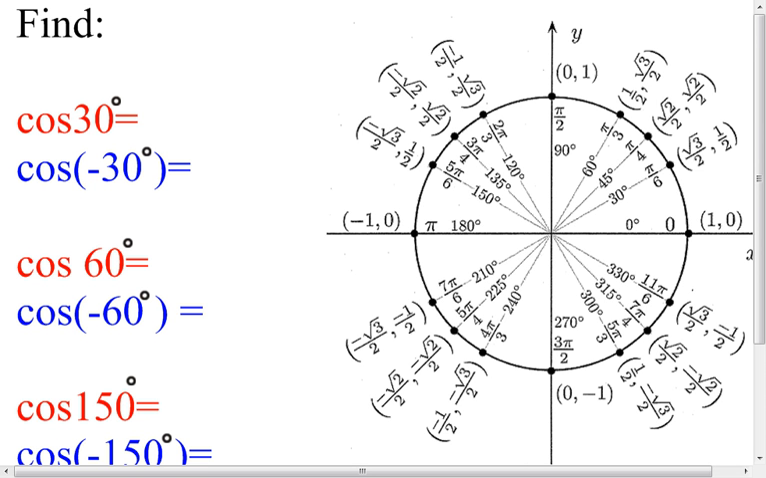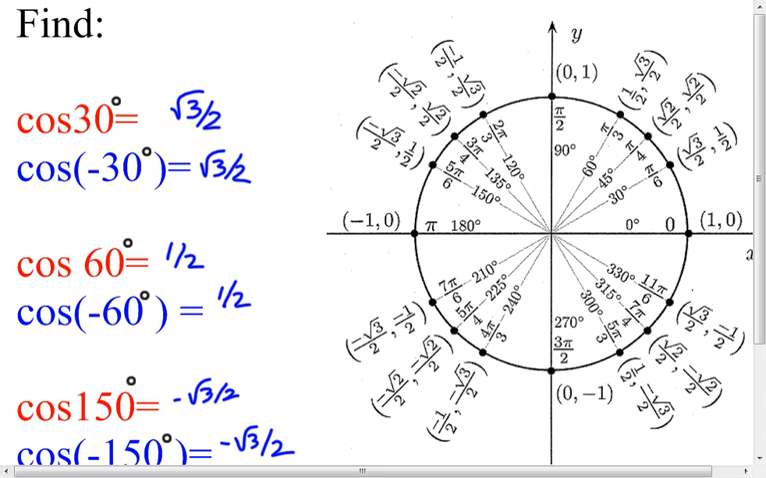Cosine at 30 and negative 30. You can hit pause and do this and then check your answers. Okay? Here what I want you to notice is that they have the exact same value. Cosine at positive 30 is the same as cosine at negative 30. That's because cosine is an even function. So it doesn't matter whether I'm finding it at positive 30 or negative 30, it will have the same answer.